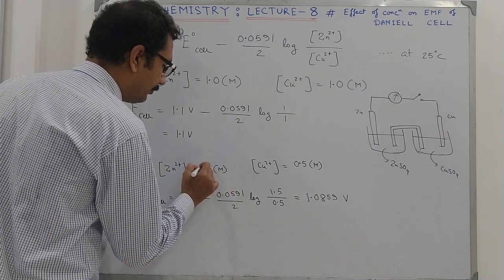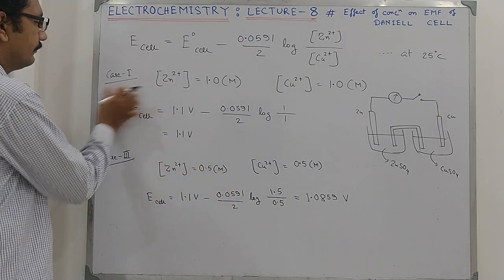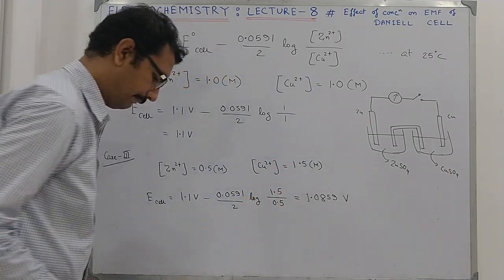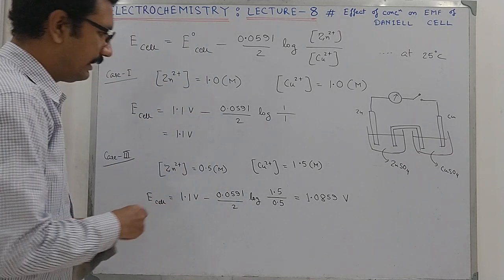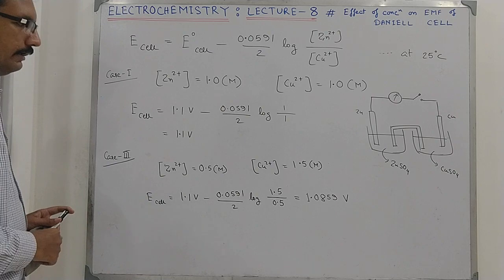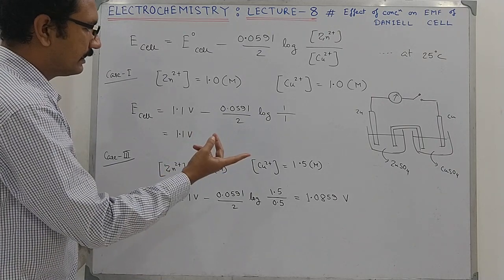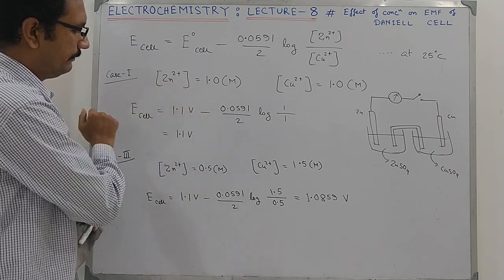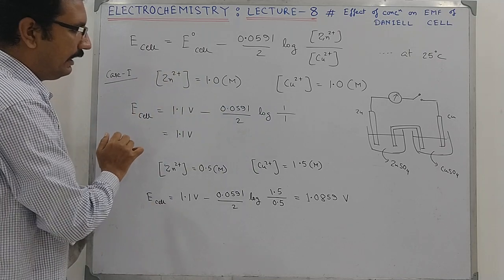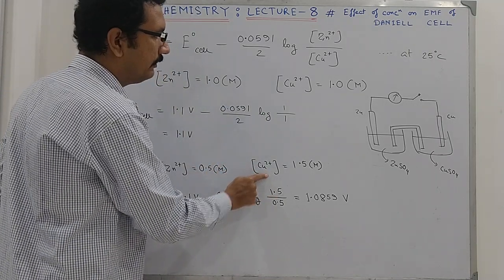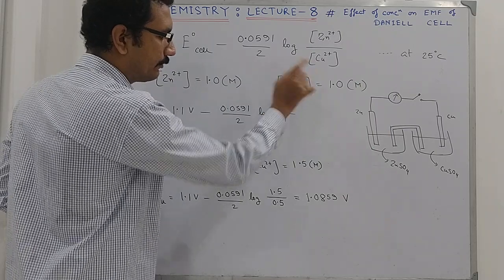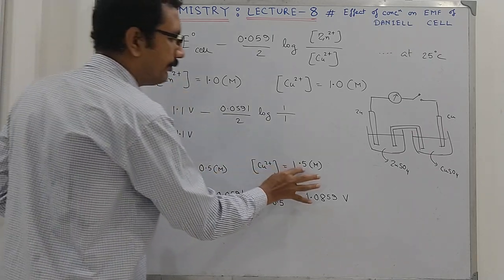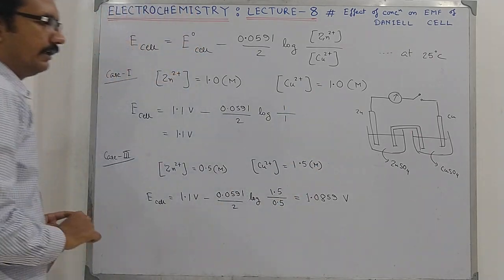Now if we take case 3, if we make it intentionally 0.5 and this one as 1.5, so I am reversing the situation. That is, we take Zn2+ concentration less than case 1, and the concentration of Cu2+ ion greater than case 1. So this is 0.5 molar from 1.0 molar and 1.5 molar from 1.0 molar.